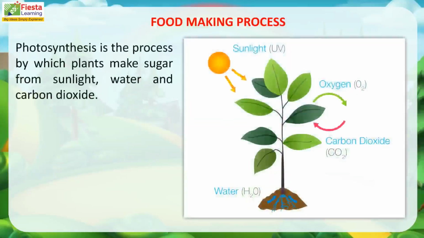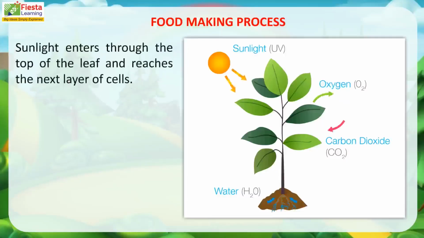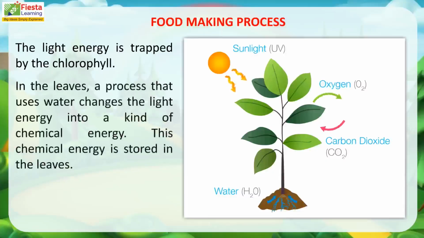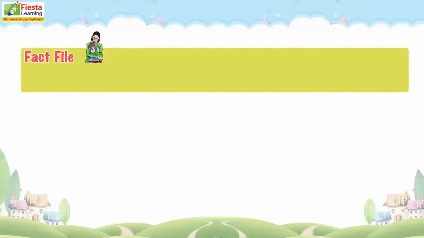Photosynthesis is the process by which plants make sugar from sunlight, water, and carbon dioxide. Sunlight enters through the top of the leaf and reaches the next layer of cells. The light energy is trapped by the chlorophyll. In the leaves, a process that uses water changes the light energy into a kind of chemical energy. This chemical energy is stored in the leaves.